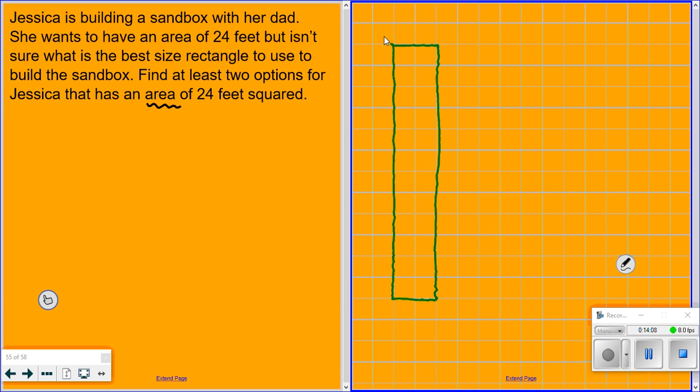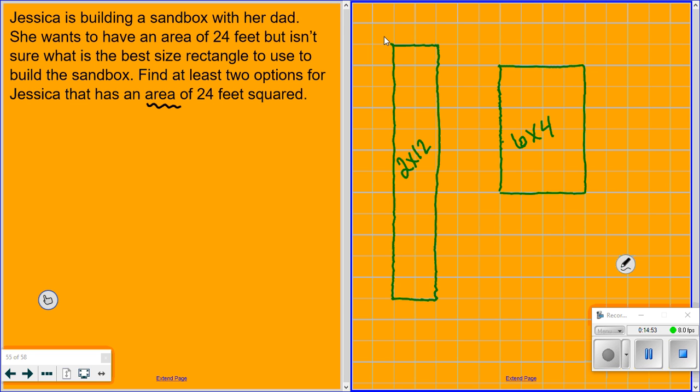Are there other options? Yes, there are. Lincoln, what's another option I have to get to an area of 24? A 6 by 4. 6 groups of 4. 1, 2, 3, 4, 5, 6. 6 groups of 4 gets me to 24. So I've got a 2 by 12. I've got a 6 by 4. Any other options?